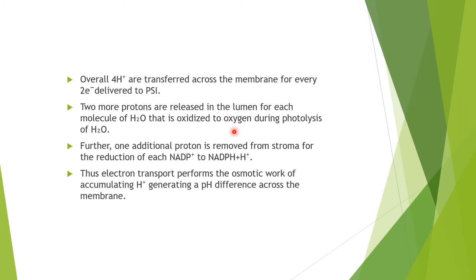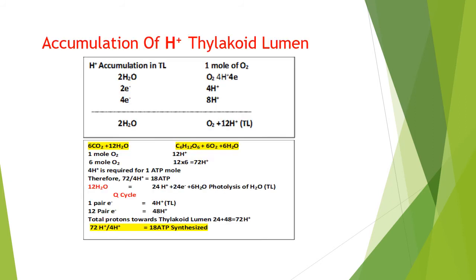We have already seen it of water. Further, 1 additional proton is removed from the stroma. That is for the reduction of each NADP to NADPH2. Thus, electron transport performs the osmotic work of accumulating protons, generating a pH difference across the membrane. So what is the role of the electron transport? That is to generate a potential difference across the membrane. Now we'll see the sum up of how many protons are accumulated within the thylakoid lumen.